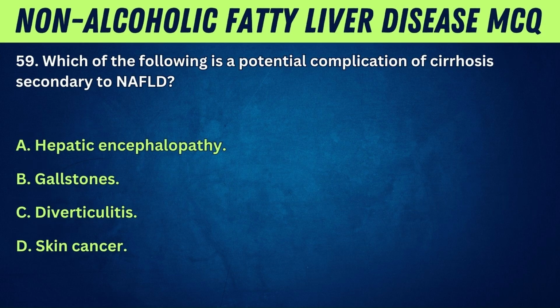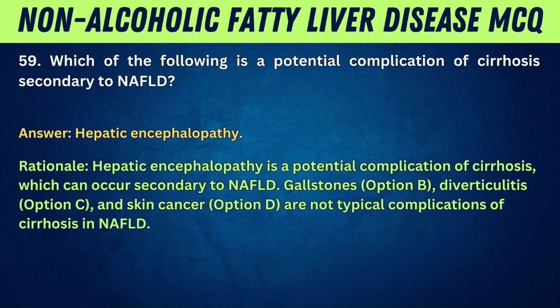59. Which of the following is a potential complication of cirrhosis secondary to NAFLD? A. Hepatic encephalopathy. B. Gallstones. C. Diverticulitis. D. Skin cancer. Answer: hepatic encephalopathy. Rationale: hepatic encephalopathy is a potential complication of cirrhosis, which can occur secondary to NAFLD. Gallstones, option B, diverticulitis, option C, and skin cancer, option D, are not typical complications of cirrhosis in NAFLD.